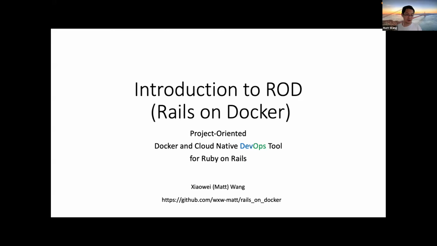Okay. Yeah, hello everyone. My name is Matt, and I recently started a project called ROD. It's short for Rails on Docker. I give a lot of qualifiers to these tools. We call the project a project-oriented, Docker and cloud native DevOps tool for Ruby on Rails. So what does that mean?